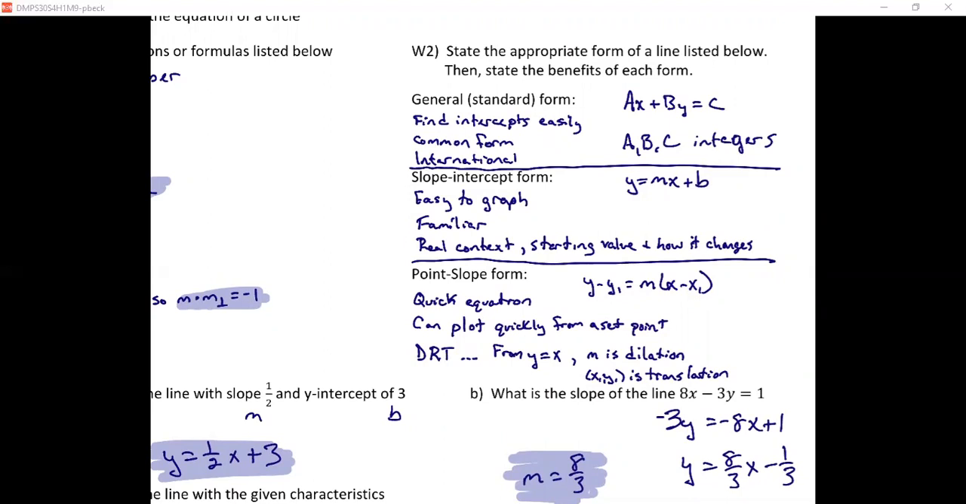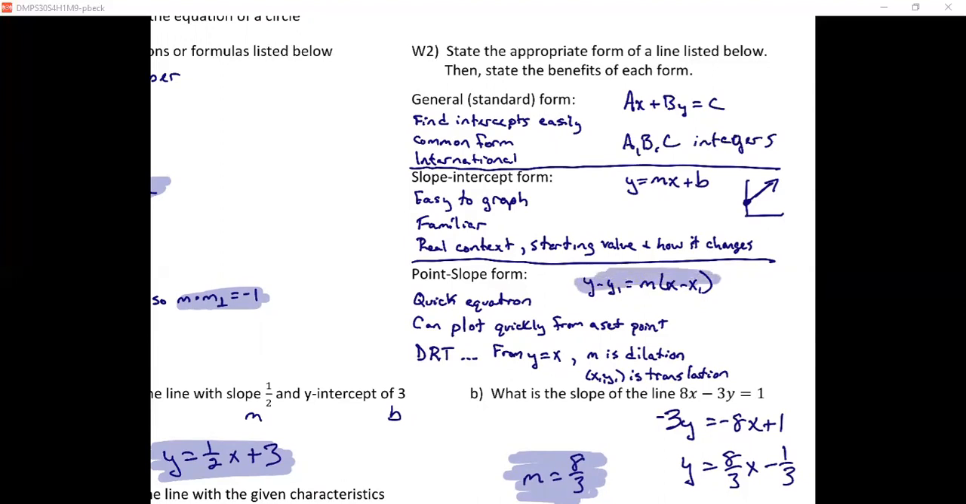It's the most familiar to people. In a real-life context, if we have a graph that says we're charging so much, and then per hour we charge an additional amount, that is a linear function. In real life, we work in quadrant 1, so slope-intercept form tends to work really well for quadrant 1 real-life issues. Point-slope form is my personal favorite.